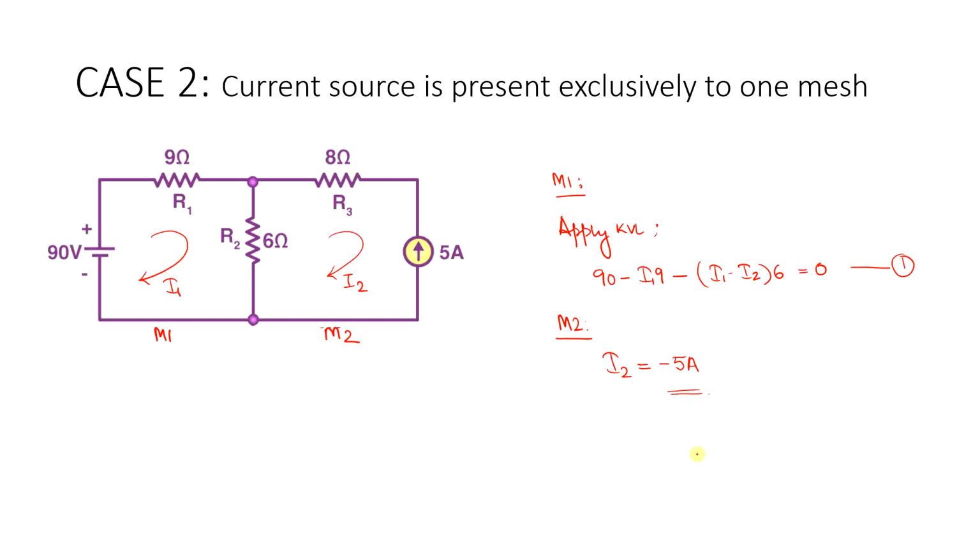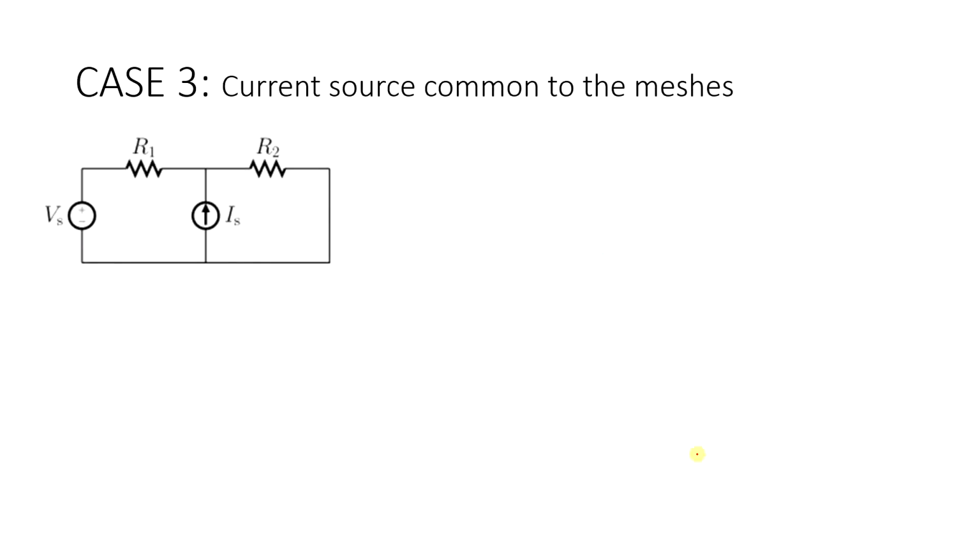So let's move to case 3. This is one of the cases where you have many problems that will appear to you, especially in mesh analysis. This is a case where you have a current source which is common to the meshes. In order to make things simpler, I have considered just two meshes. This is my mesh 1, this is my mesh 2. I need to draw the mesh currents, as the procedure is. This would be the mesh current I1 and this is the mesh current I2.